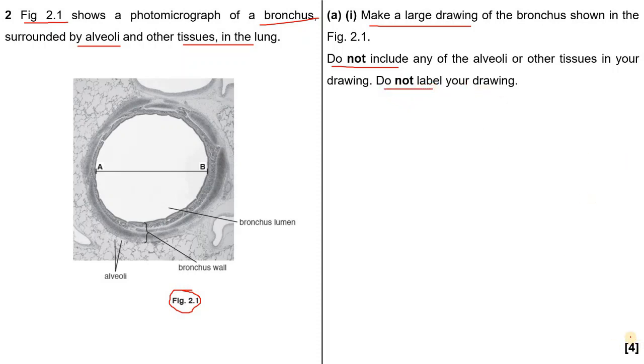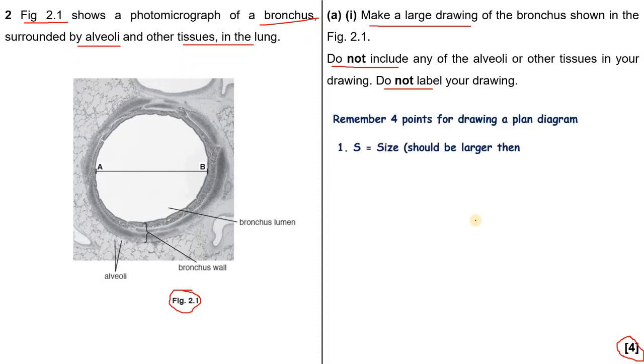Do not label your drawing. Now this question is of 4 marks and this is a plan diagram question. You need to make a plan diagram from the image shown to you. To make plan diagrams is very easy. You have to simply follow some basic points. Point number 1, size. The size of the plan diagram should be larger than the given image. Point number 2, outlines. The outlines of your drawing should be single, clear and continuous.